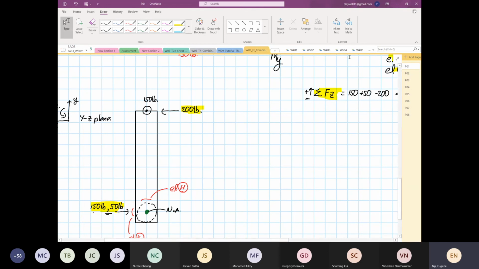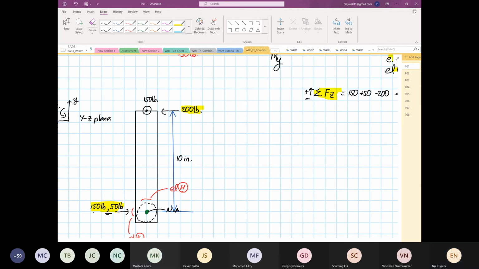Okay, let me elaborate. What I mean by that is relative to the neutral axis, we have a distance from here to here, and this distance is 10 inches. Now, this 200 pounds with a perpendicular distance of 10 inches, what is it going to generate? Anyone? Is it a force or a moment? To generate torsion. Generate torsion.